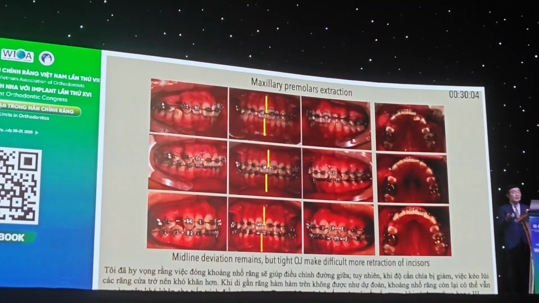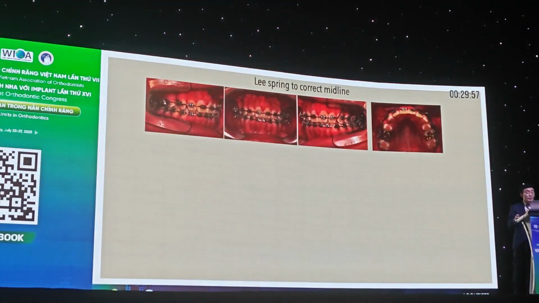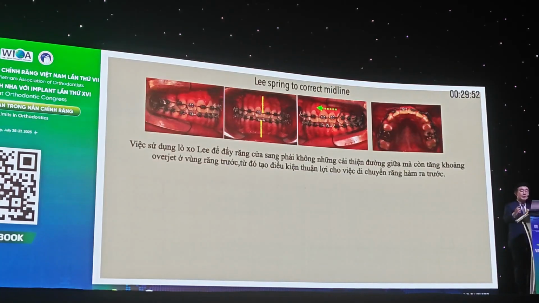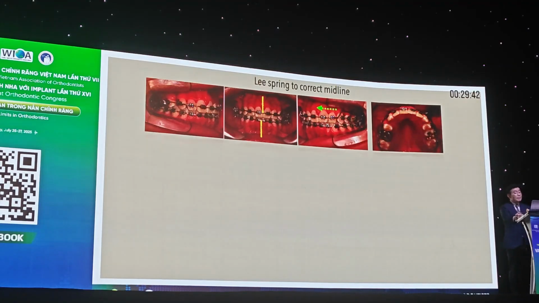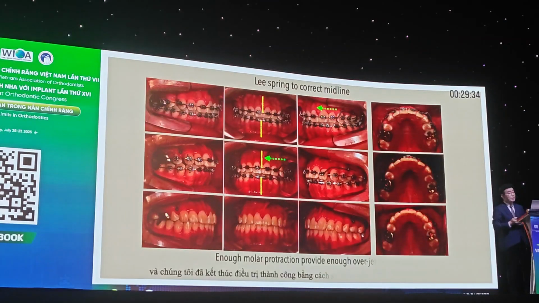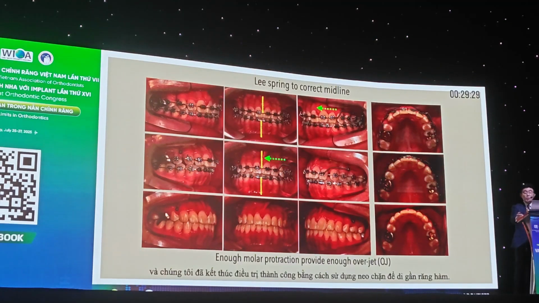I work very cautiously when it comes to the use of class 3 elastics in such a situation. Utilizing the respring to push the incisors to the right not only improves the midline, but also enhances the overjet in the anterior segment, facilitating easier forward movement of the molars. This approach allows for straightforward alignment of the midline, and we successfully completed the treatment while utilizing anchorage to advance the molars medially.